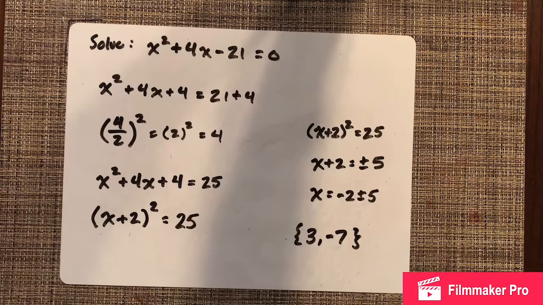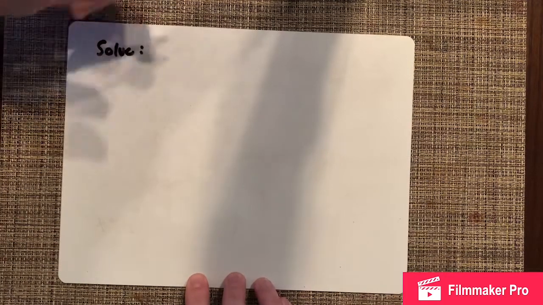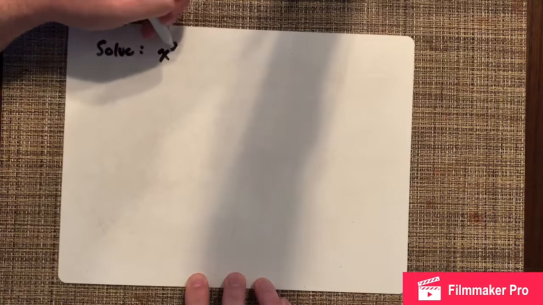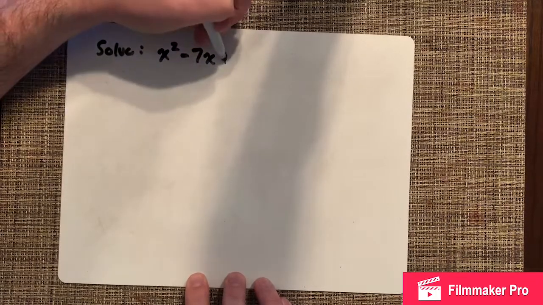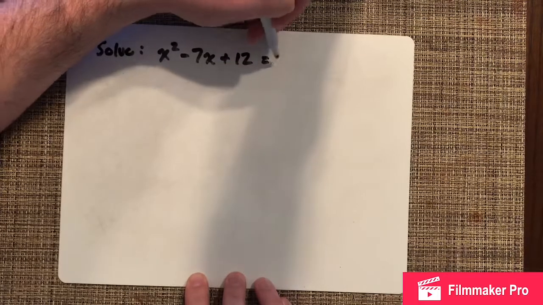All right, so interesting enough, I'm now going to pick one that has an odd number in the middle. This is going to be a little more fun because I know how you guys love fractions. So this time we're going to solve x squared minus 7x plus 12 equals 0.